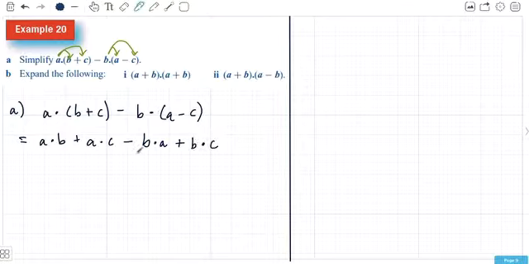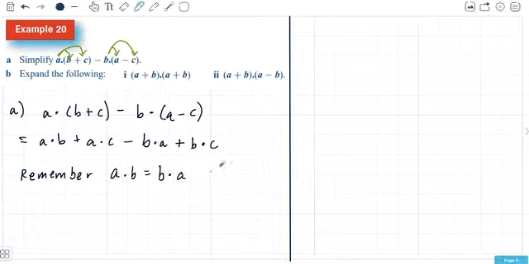Now what we have to understand here with dot product is the equivalence of dot product in terms of its order. So remember, a dot b equals b dot a. It's commutative, so it doesn't matter what order you do that operation in, it is the same.